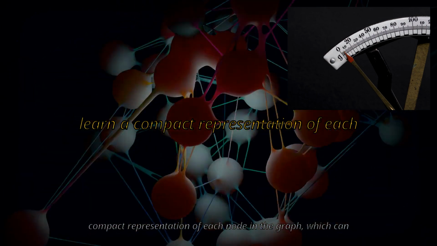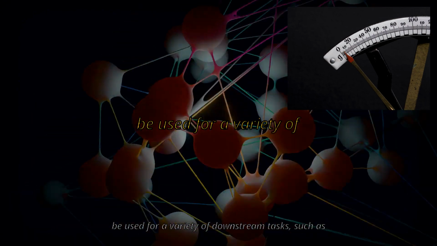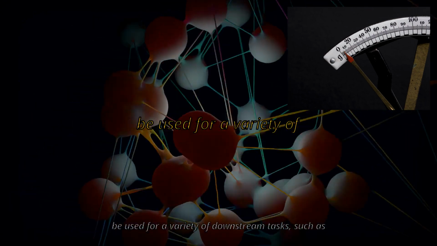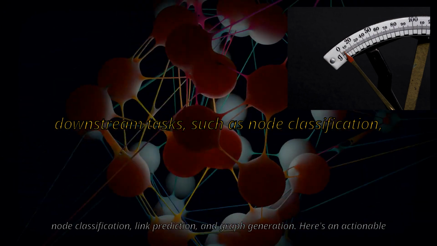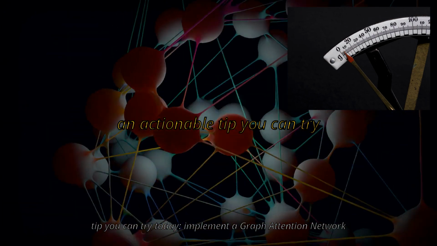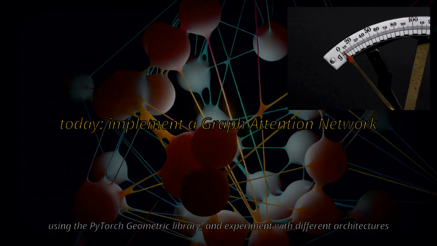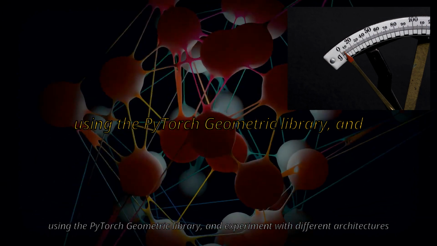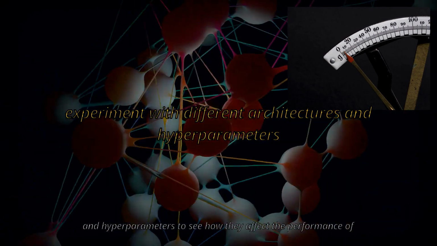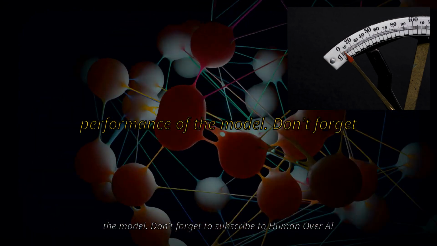By using a graph attention network, you can learn a compact representation of each node in the graph, which can be used for a variety of downstream tasks, such as node classification, link prediction, and graph generation. Here's an actionable tip you can try today. Implement a graph attention network using the PyTorch Geometric library, and experiment with different architectures and hyperparameters to see how they affect the performance of the model.